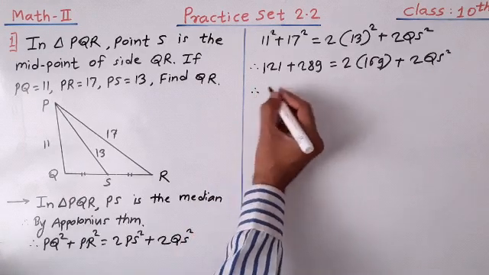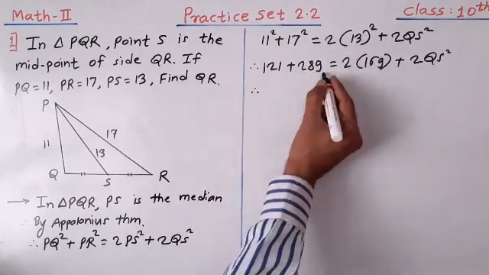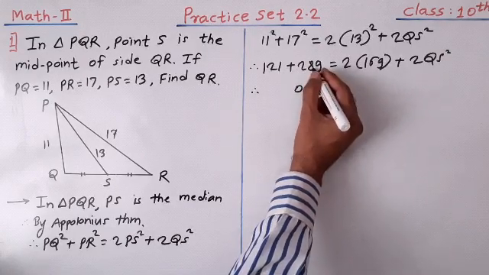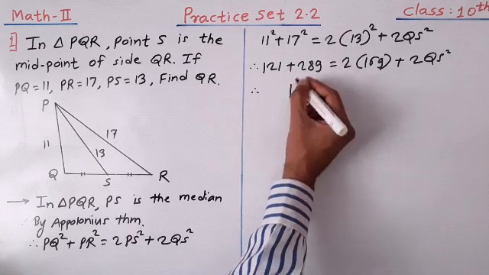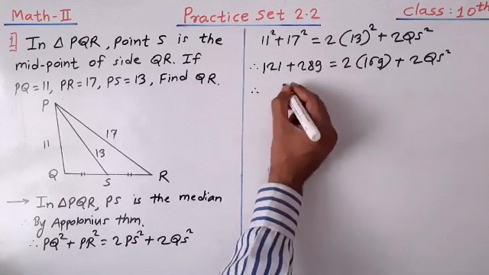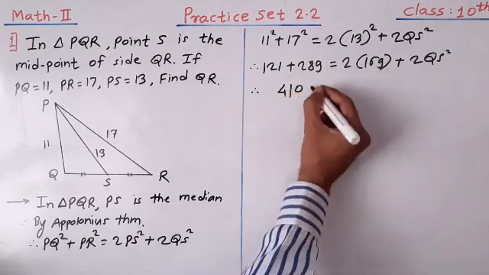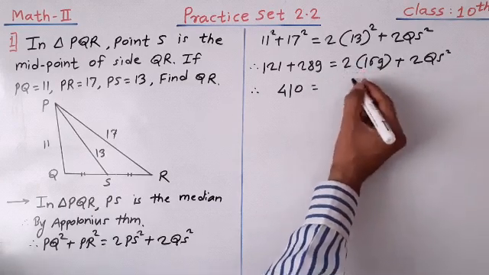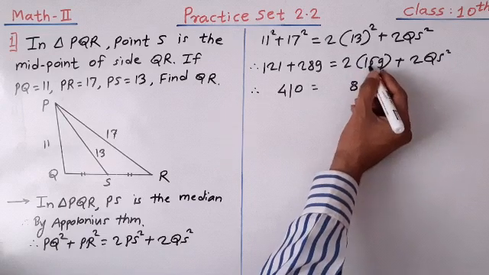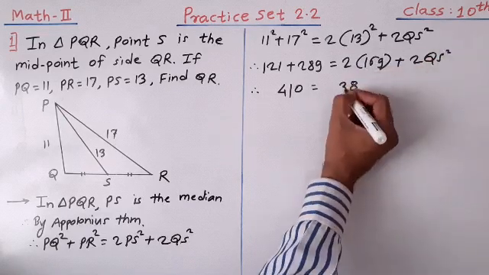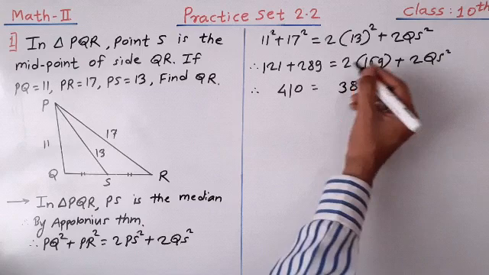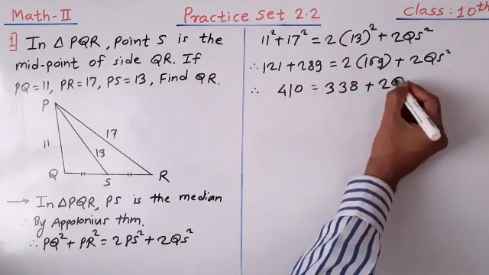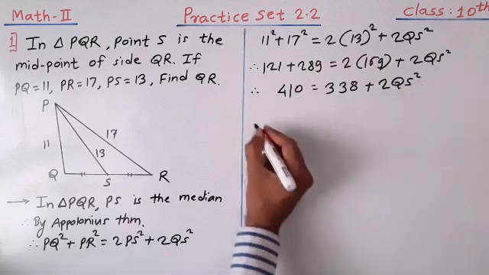Now let us do the addition here on the left hand side. 9 plus 1, 10, 0 carry 1, 8 plus 1, 9, 9 plus 2, 11 carry 1, 3, 3 plus 1, 4, 410 is equal to 2 into 169, 2 9s are 18, carry 1, 2 6s are 12 plus 1, 13, 3 carry 1, 2 1s are 2 plus 1, 3, 338, plus 2QS square as it is.